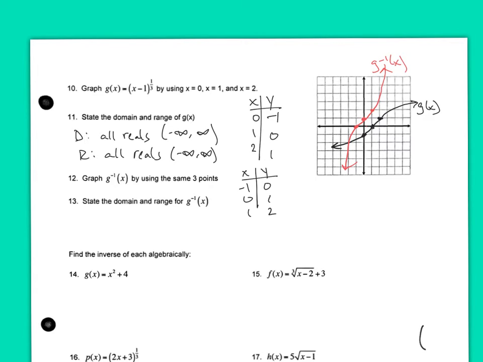State the domain and range for this graph. Well, it's kind of hard to tell, but it does go on forever left and right. So the domain is all reals, and the range is also all reals.